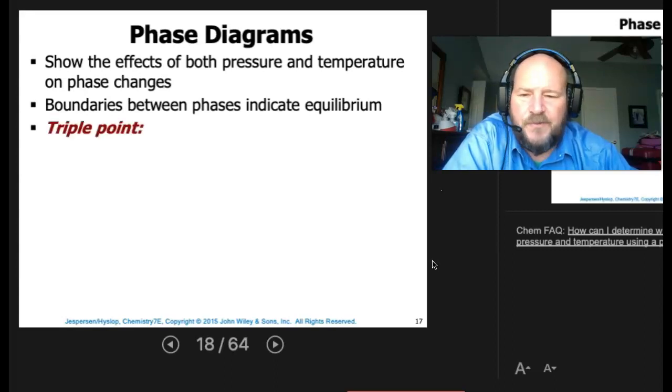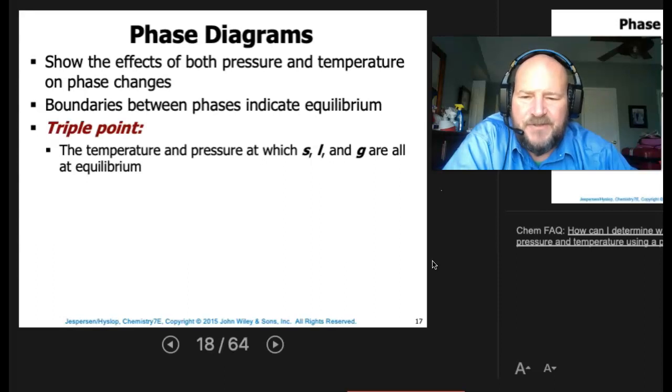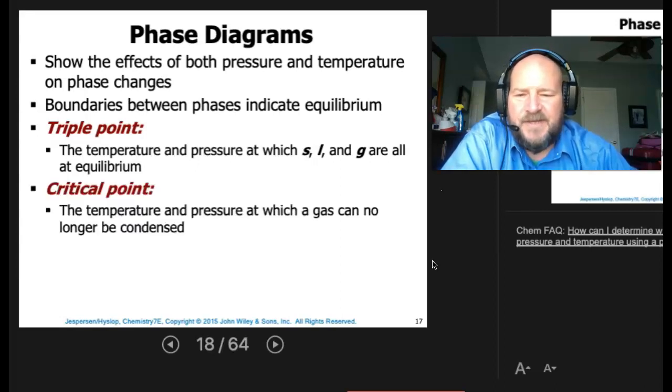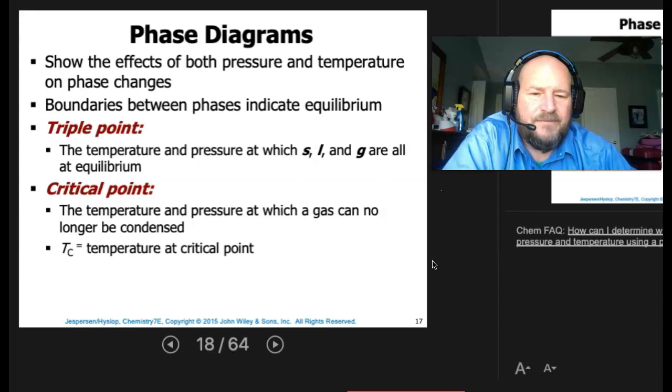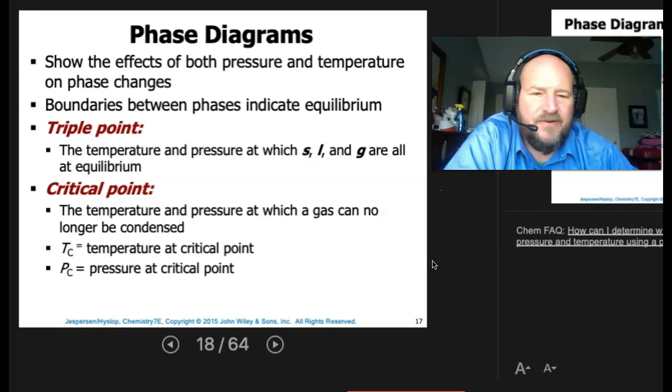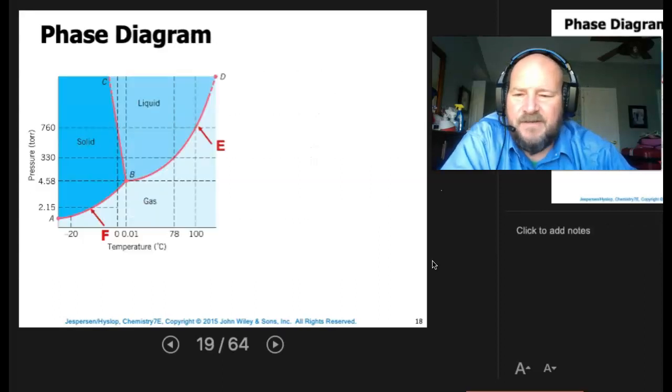Now I mentioned the triple point earlier. The triple point is the temperature and pressure at which the solid, the liquid, and the gas are all at equilibrium together. The critical point is going to be the temperature and pressure at which a gas can no longer be condensed. Okay, so at some temperatures and pressures, it's going to remain a gas no matter what else we do. T sub C is the temperature at the critical point, and P sub C is the pressure at the critical point. So let's take a look at a phase diagram.